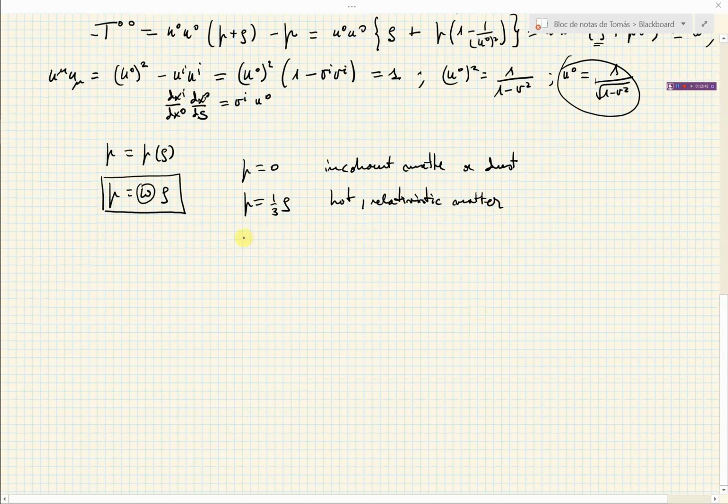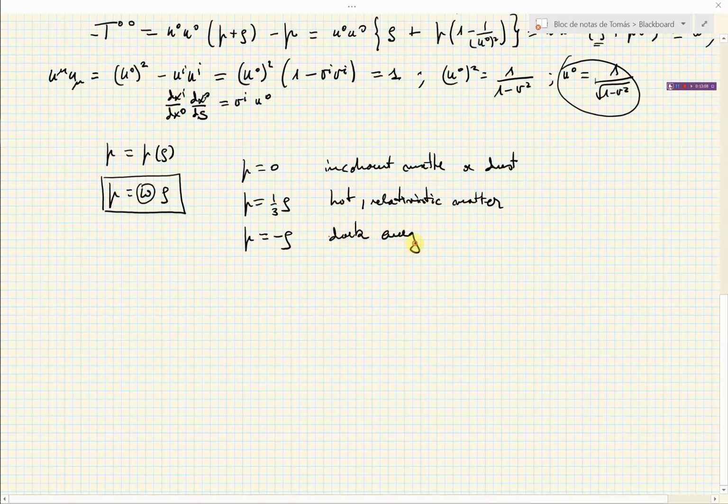And another particularly interesting case is the case in which pressure is minus the mass density, and this is precisely the behavior of what is called nowadays dark energy. These are the cases that you probably should remember.